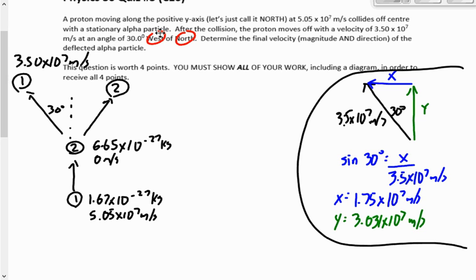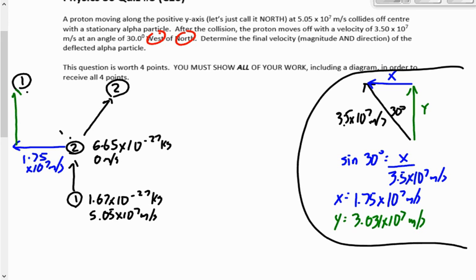Now, let's replace this 30 degrees and 3.5 value over here, because, look, that was the whole point of resolving it into x and y components, to get rid of it, so I never have to see it or deal with it again. Let's draw in x was 1.75 times 10 to the 7 meters per second, and let's draw in y, 3.031 times 10 to the 7 meters per second. Now, let's do our thing.